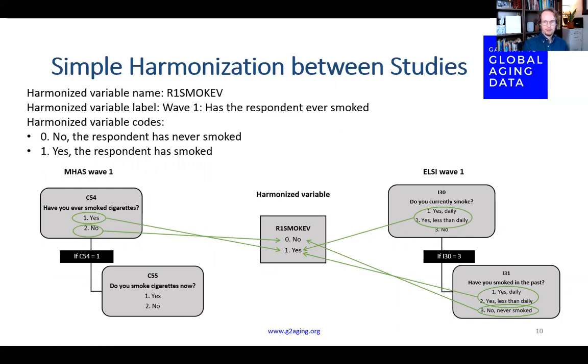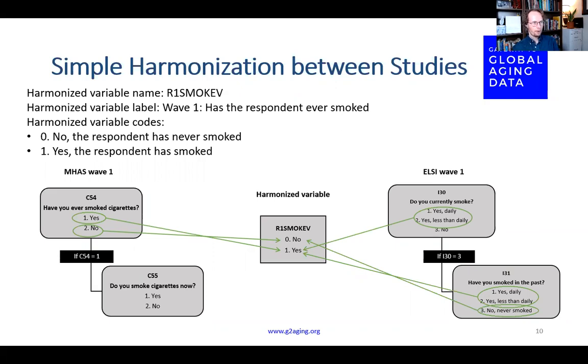For an example of that, let's look at the right side of this, the Brazilian study, ELSI. The first question they ask is, do you currently smoke? And the answers are yes, daily, yes, less than daily, or no. And then if you answered yes or yes, less than daily, you could be asked, have you smoked in the past? If you say that you don't currently smoke, then you could be asked, have you smoked in the past? And then you can say, yes, I smoked in the past daily, yes, I smoked less than daily in the past, or no, never smoked.